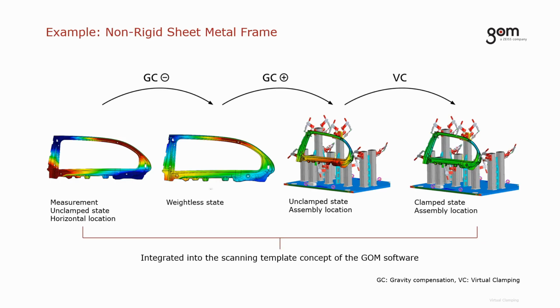So this is what that process looks like. You have the window frame lying down, unclamped, held in 3-point position. The computer then takes it to a weightless state. That weightless state is then transferred up into car position in an unclamped state, gravity is re-added, and then it's virtually clamped into position in the final assembly location. This is integrated into the scanning template concepts of the GOM software. So once you do this one time, it becomes a template function, where you wouldn't have to keep doing these steps over and over again.